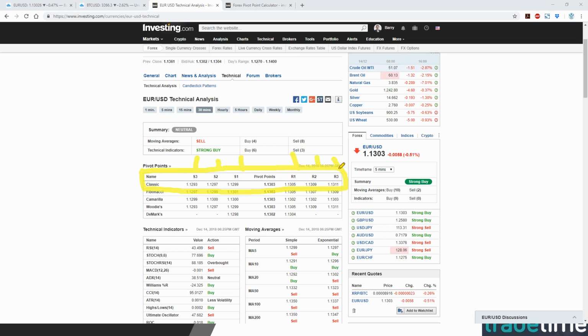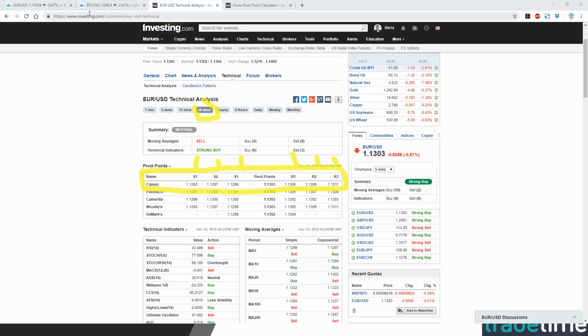I'm only going to do support 1 and resistance 1 because we don't have enough time to do all of these. But you want to make sure the calculations are based on the same time frame that we're looking at on our chart. On the euro US dollar, the support level is at 112.99, and the resistance level is at 113.05. These are constantly changing and being updated as the asset moves.